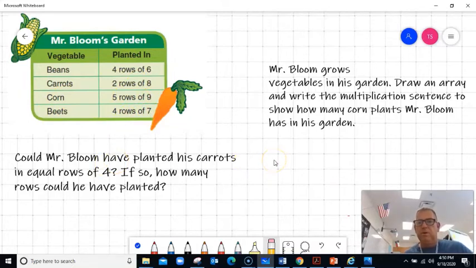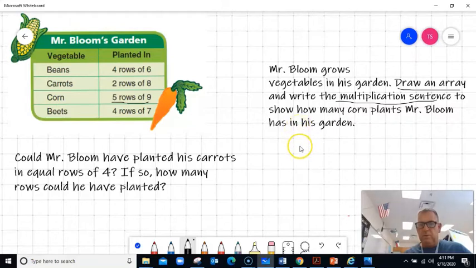So we'll go ahead and look at this question over here. It says, Mr. Bloom grows vegetables in the garden. Draw an array and write a multiplication sentence to show how many corn plants Mr. Bloom has in his garden. Okay, we're going to go ahead and look at this real quick. So it says to draw an array, so we have to draw an array and write a multiplication sentence to solve this. And we're talking about the corn plants. So we're talking about this one right here, the corn plants. And it says 5 rows of 9.